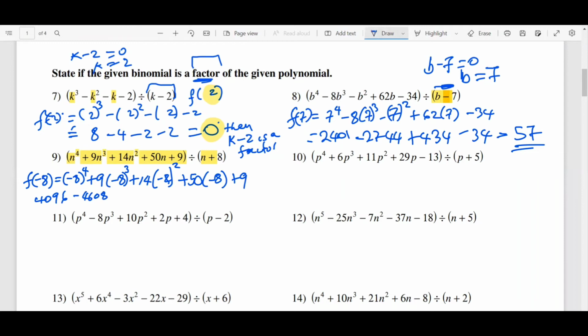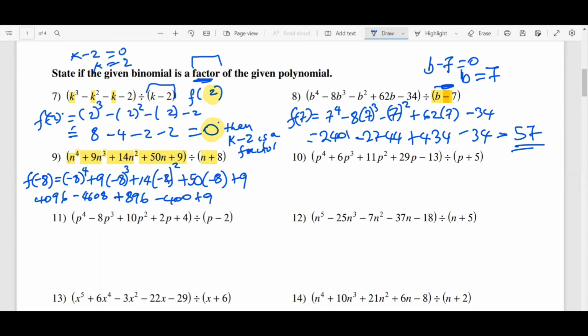And then we have -8 squared, that is 64. We're timesing that by 14. And it's a positive number this time, positive 896. And we're talking about 50 times -8, and that is -400. And then there's a plus 9.